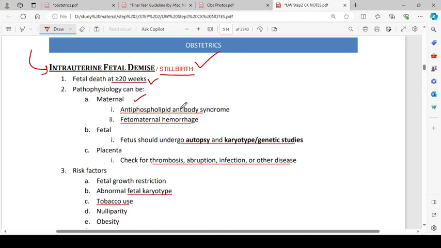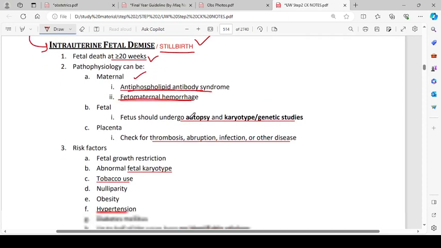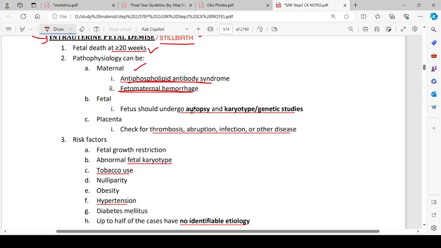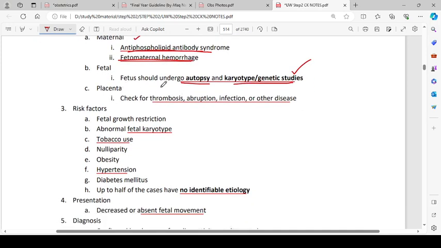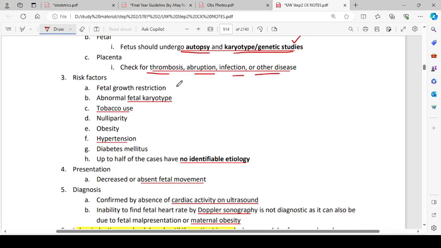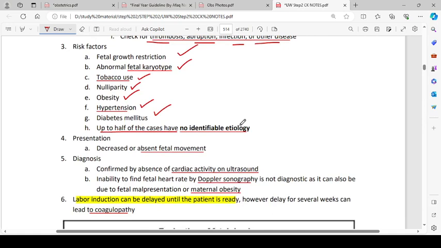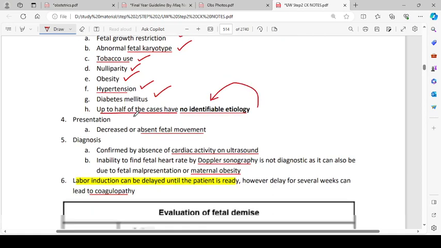Pathophysiology can be maternal, that is antiphospholipid antibody syndrome, and fetal-maternal hemorrhage. Fetus should undergo autopsy and karyotype genetic studies to see what the problem actually was. Placenta, check for thrombosis, abruption, infection, or other disease. Risk factors are fetal growth restriction, abnormal fetal karyotype, tobacco use, nulliparity, obesity, hypertension, diabetes mellitus. Up to half of the cases have no identifiable etiology.